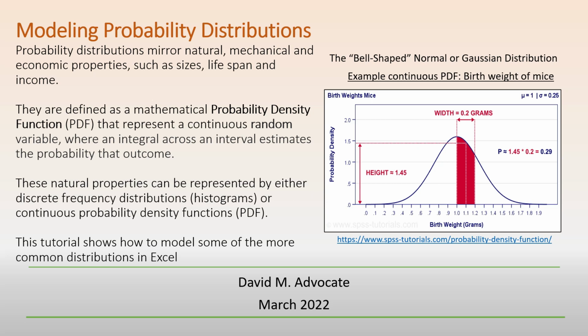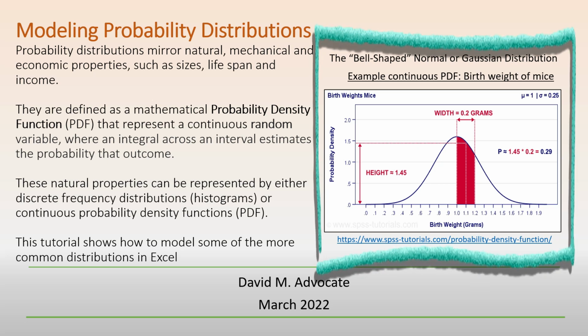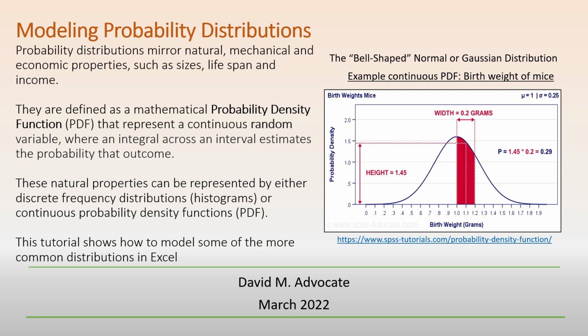For example, the bell-shaped normal or Gaussian distribution representing the birth weight of mice. In this diagram, we can see that the probability of mice being born between 1 and 1.2 grams represents 29%. These natural properties can be represented by either discrete frequency distributions, histograms, or continuous probability density functions, PDFs.